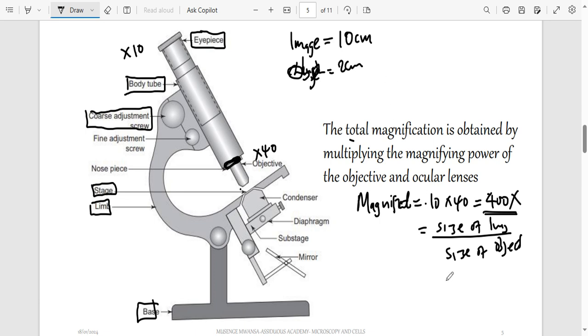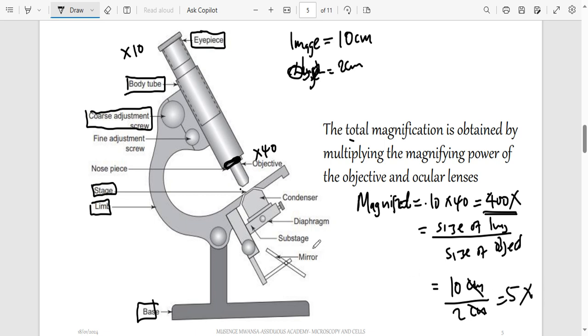You can see the units cancel out. So magnification is unitless because this will cancel out. So it will be 5. So magnification is 5 times. So you just say 5x. Okay.